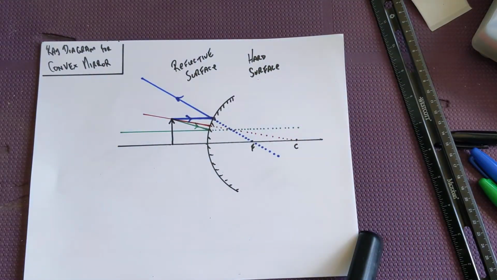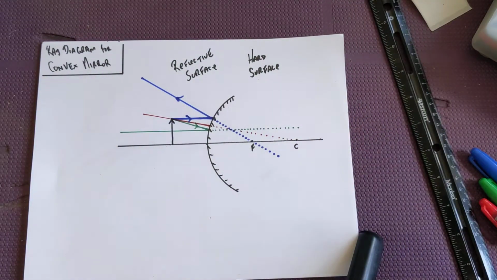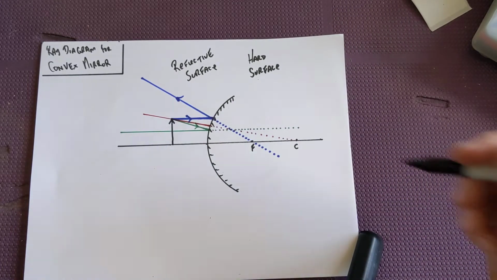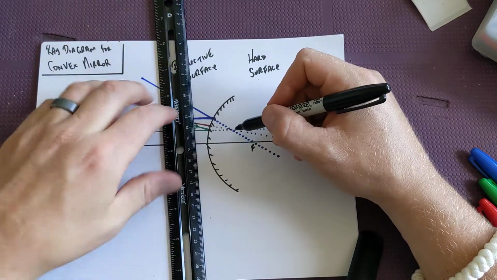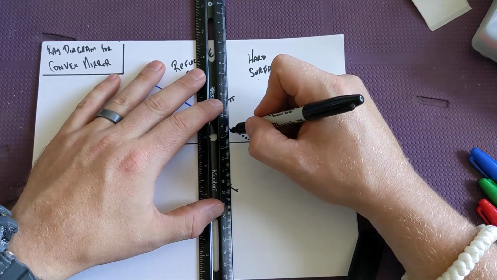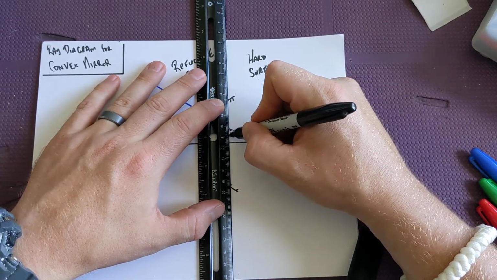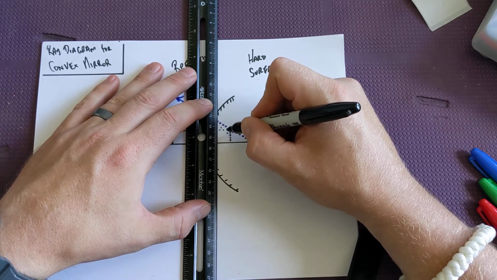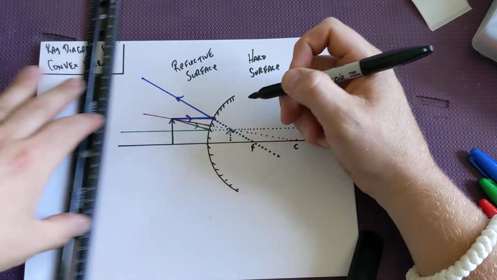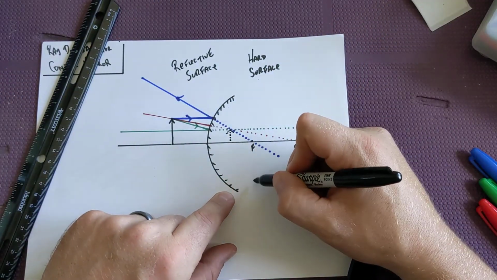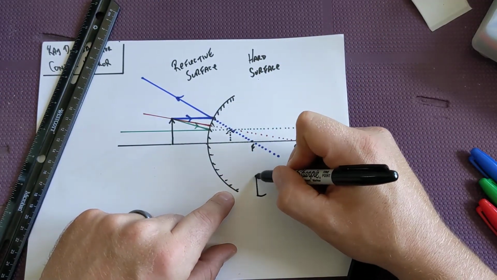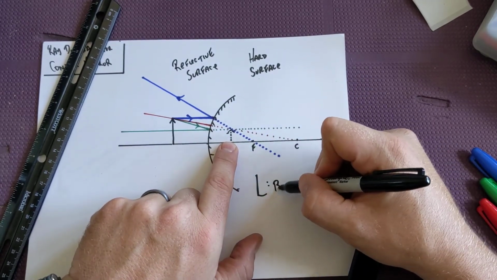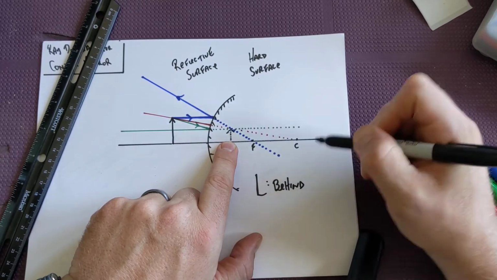So if you look then, all three of our imaginary reflected rays intersect right here. So we're going to draw our image back here. Okay. So we look at the location of our image, and it's going to be behind the mirror.